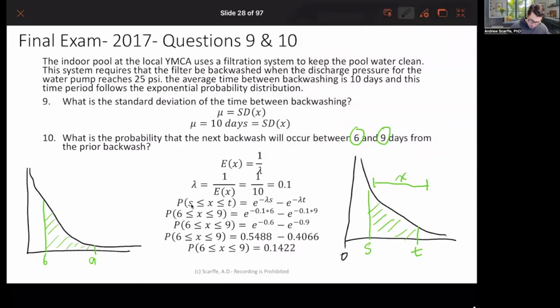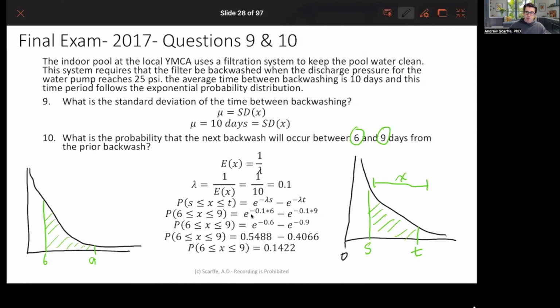Importantly, we have a limit here that X must be greater than or equal to 0, and our lambda must be greater than 0. So our rate must be greater than 0, and our time must be greater than or equal to 0, meaning that time cannot be negative. So in this case, what is the probability that it will occur between 6 and 9 days? This is saying the probability that S is less than or equal to X less than or equal to T. Well, this is equal to e to the power of negative lambda times S minus e to the power of negative lambda times T.